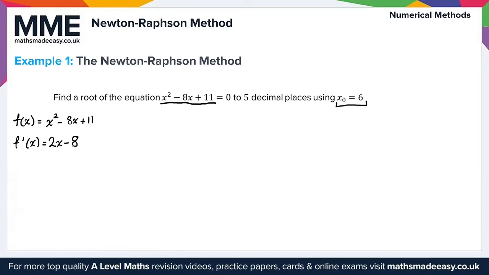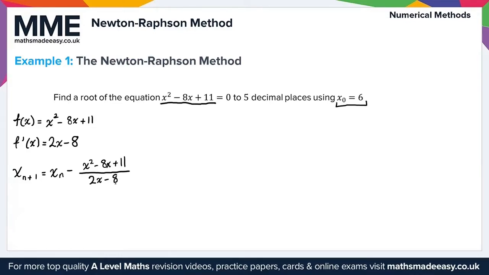Okay. So now what we want to do is define the formula that we're going to use. That's the Newton-Raphson formula, and in this case that's xn plus 1 equal to xn minus f of x, so that's our numerator, x squared minus 8x plus 11, all divided by f prime of x, so that's 2x minus 8.